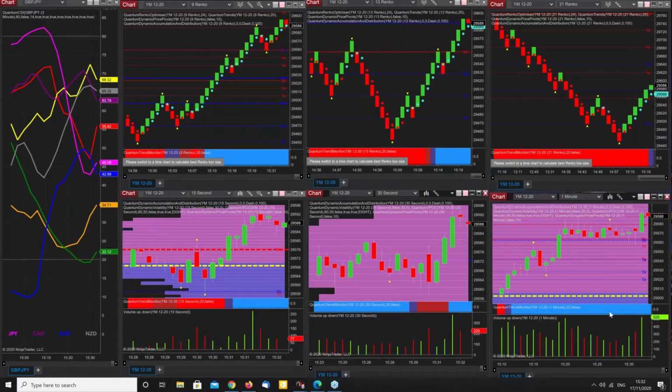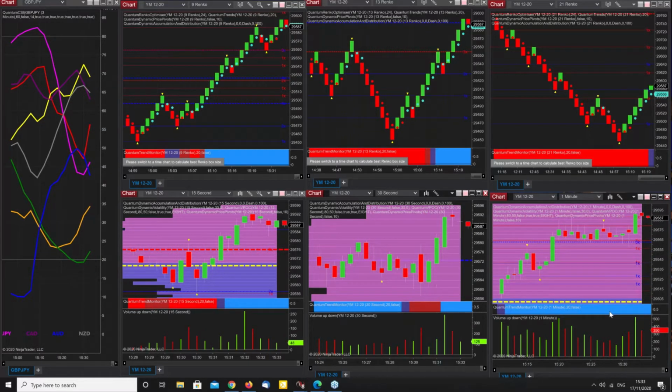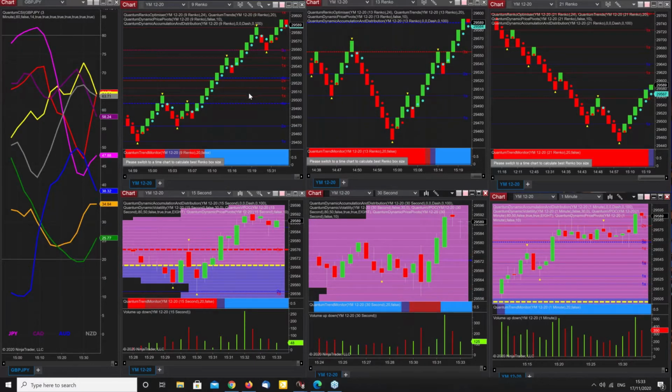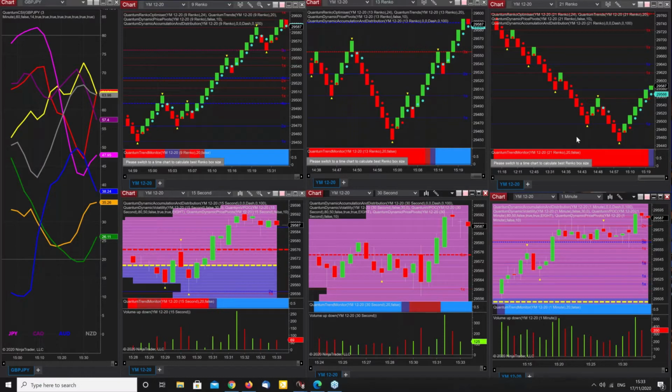You've also got the indicators attached to the chart as you would expect. You've got the volume point of control, accumulation distribution for price-based levels, and you've obviously got the trend monitor as well. Up at the top here, I've got the equivalent Renko charts aligned to those time frames. This one is aligned to 15-second, this one to 30-second, and this one to 1 minute.